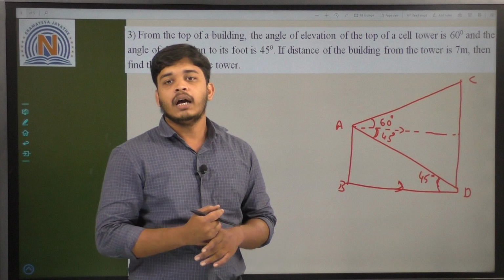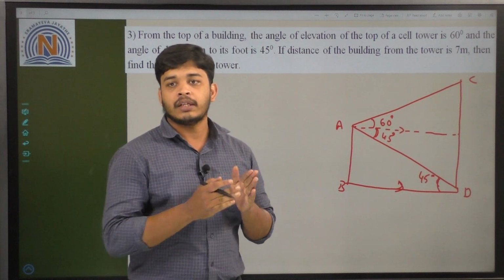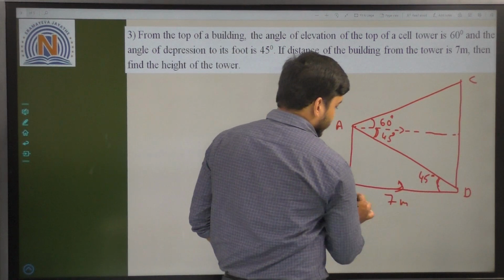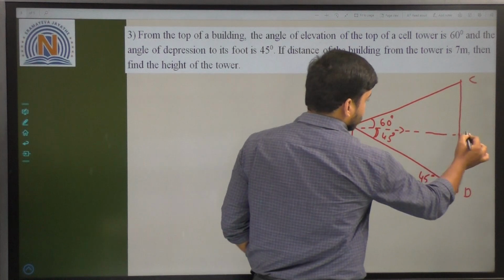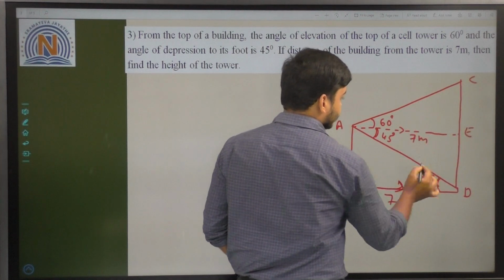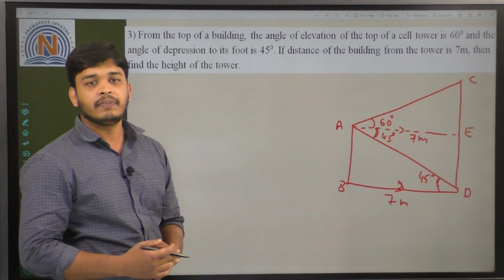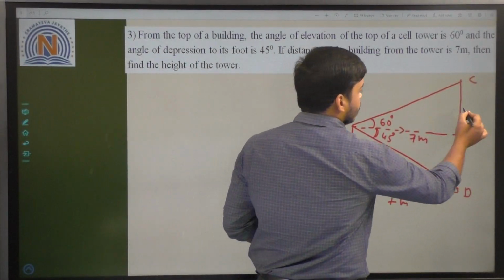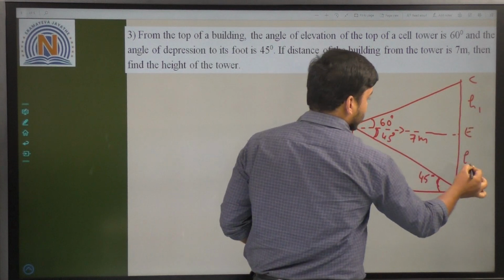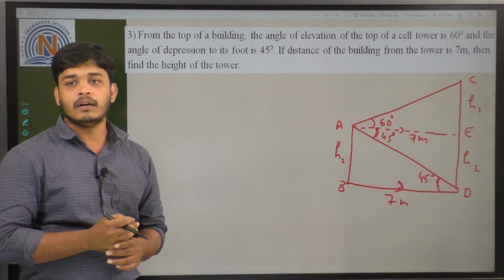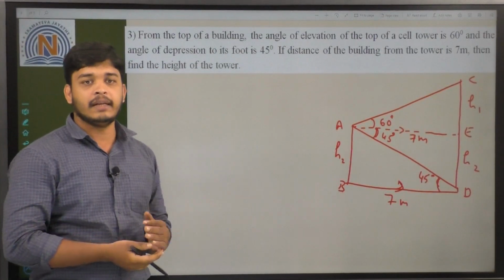So if the distance of the building from the tower is 7 meters, here this is 7 meters. BD is 7 meters, which means AE is also 7 meters. Now we need to calculate the AB value, right? So find the height of the tower. Let this be H1 and this be H2. AB is also H2. So we need to calculate the height of the building and the height of the tower. So let it be.